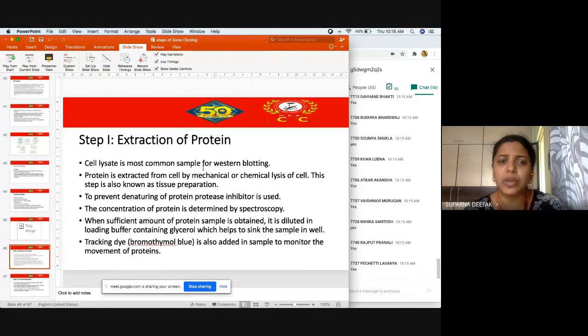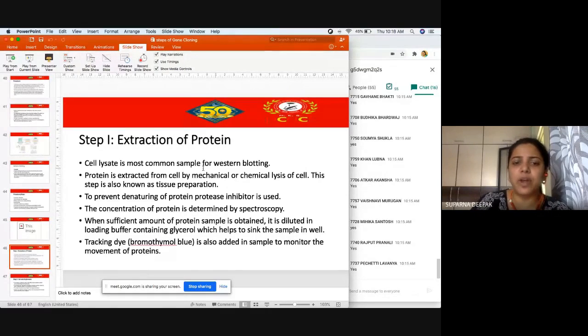Okay. So quickly let us go through these steps. First is your extraction of protein. A cell isolate is the more common sample for Western blotting because it will give a complex mixture of your proteins. Protein is extracted from cells by mechanical or chemical lysis. Okay. To prevent denaturation of the protein, protease inhibitors are used. The concentration of protein is determined by spectroscopy.